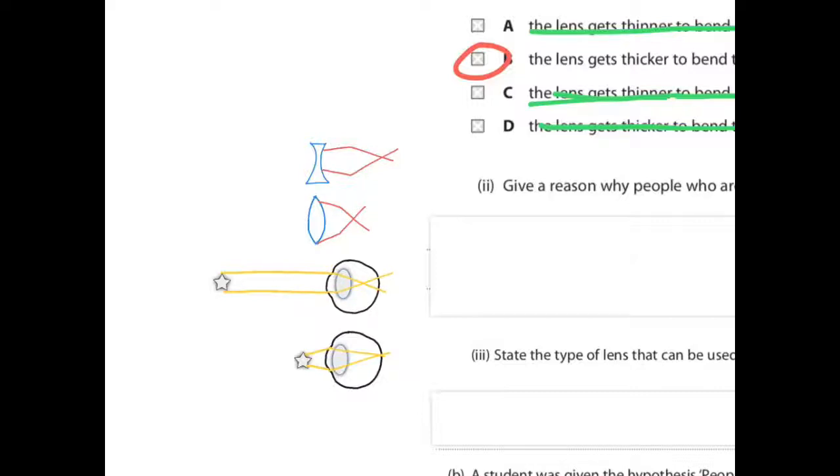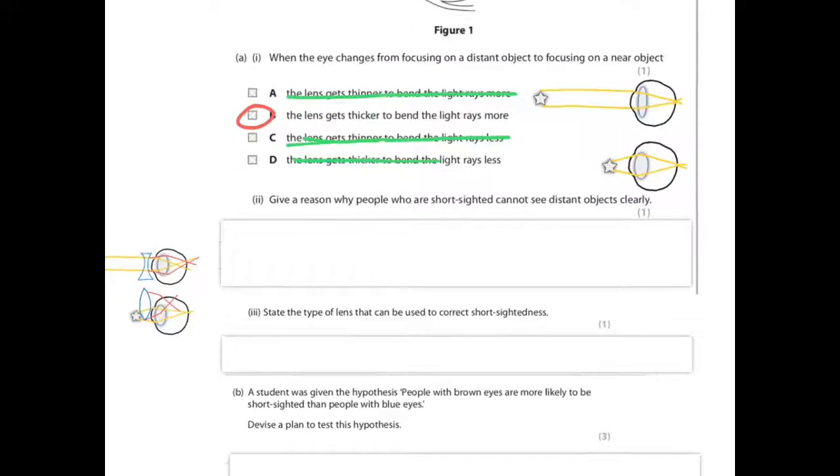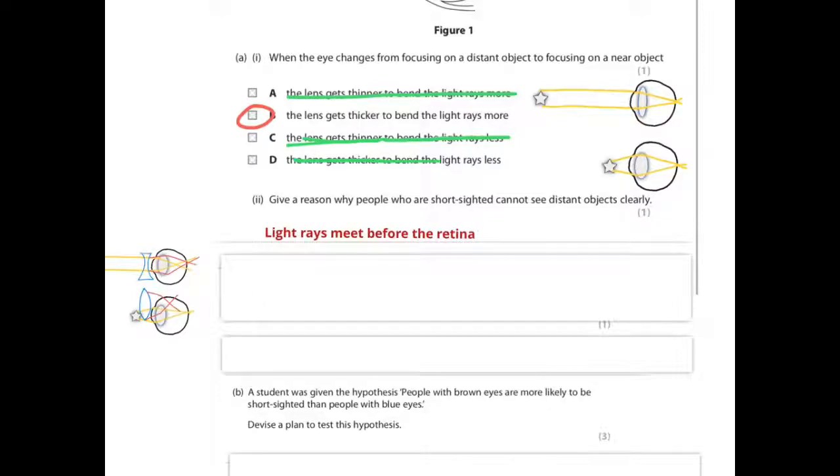So I'm short-sighted, so I need lenses like this one, which is a diverging lens. If I use a converging lens, for example, the light rays will converge even more before the retina, or even sooner, so that will make my problem worse. But if I use a diverging concave lens, then the light is diverged first, spread out first, and then it comes back in, so it hits the retina. So the answer to this question is light rays meet before the retina.